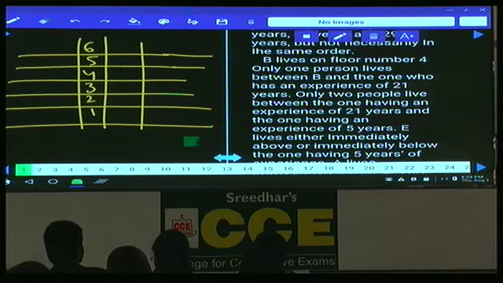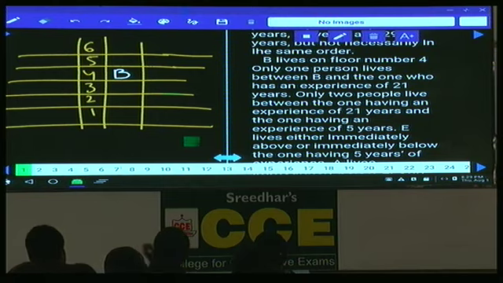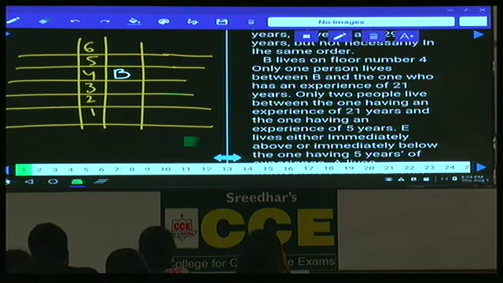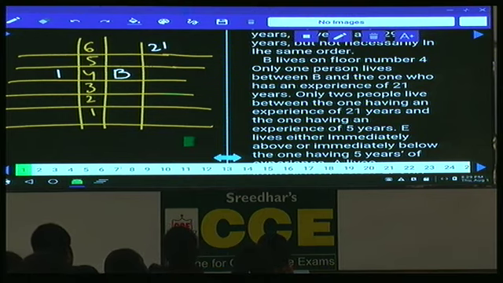Each one of them has a different span of professional experience. And B lives on floor number 4. Information clearly specified regarding this B. Only one person lives between B and the one who has an experience of 21. Between B and 21, there is exactly one person, and the one who is having 21 experience could be on the 6th floor, or what is the next possibility here? Could be on the 2nd floor.